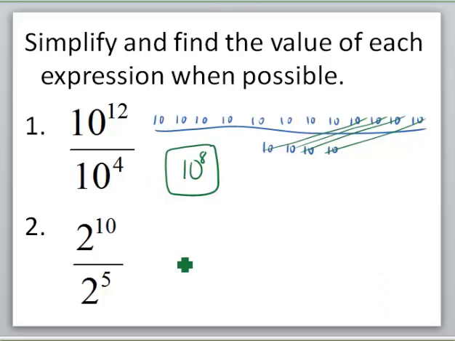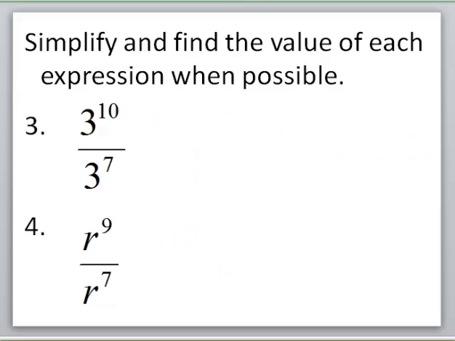So I'm going to go ahead and use that rule for the next part. If you want to write out 10 2s on top and 5 2s on the bottom, you will still see that you have 10 minus 5, which is 5. You have 2 to the 5th left on top. Continuing on, we have more of these problems where we keep our base and subtract 10 minus 7, which gives us 3.